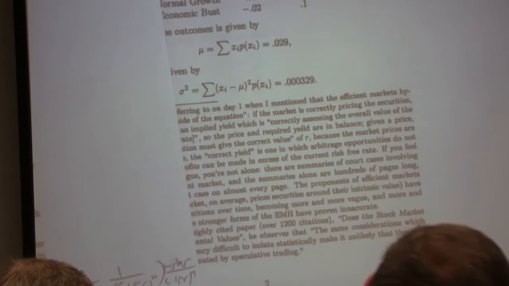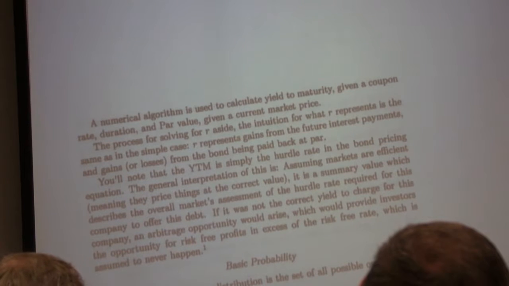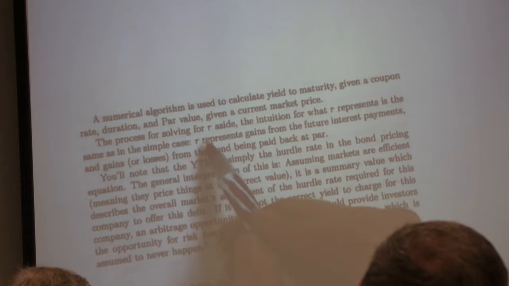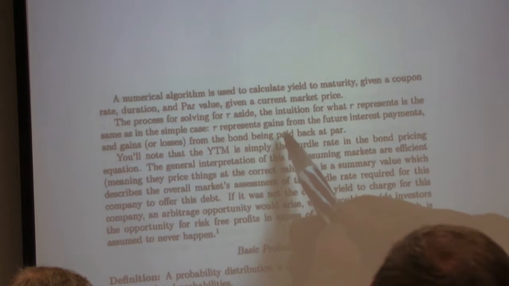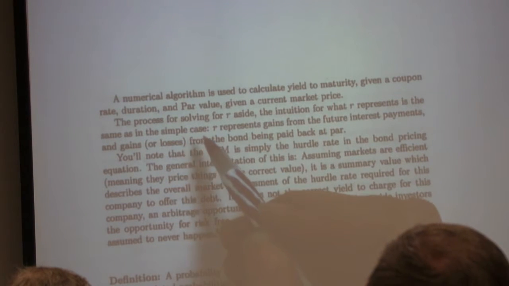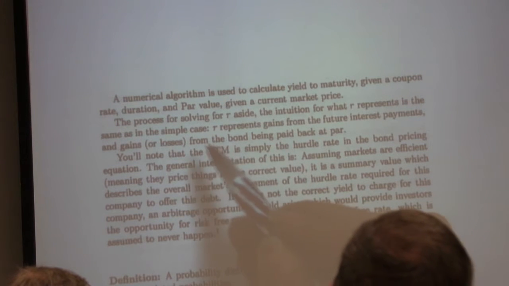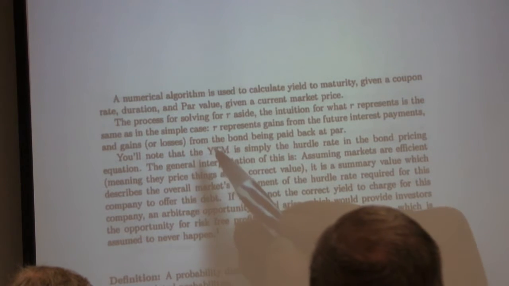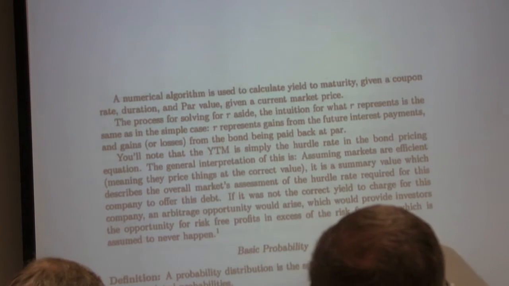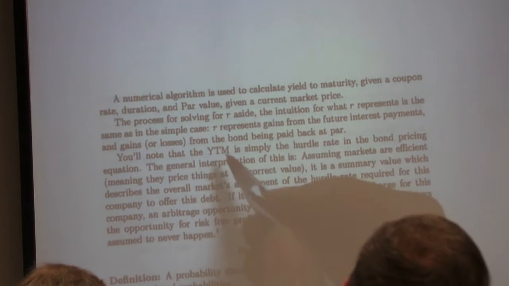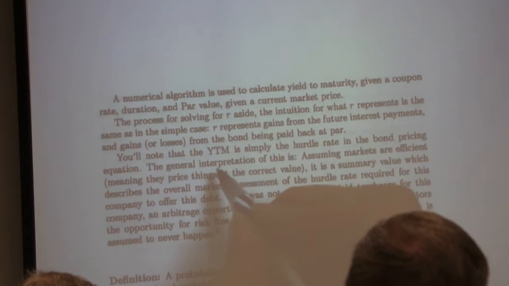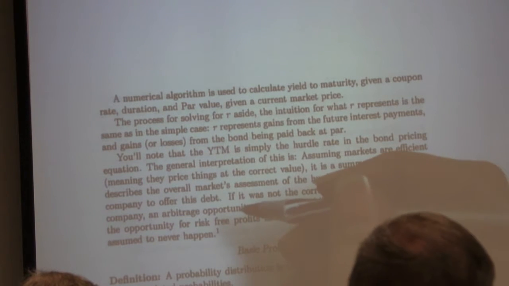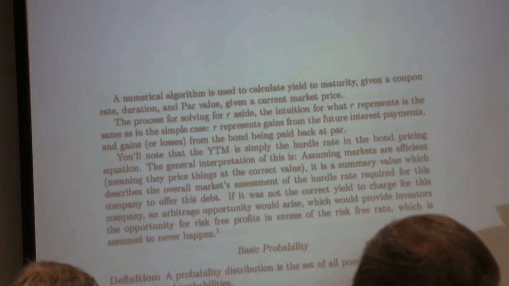And so, yeah, that's just this comment here. The process for solving R aside, the intuition for what R represents is the same as in the simple case: gains from future interest payments and gains or losses from the bond being paid back at par. So here's the critical idea that is central to pricing theory in general.